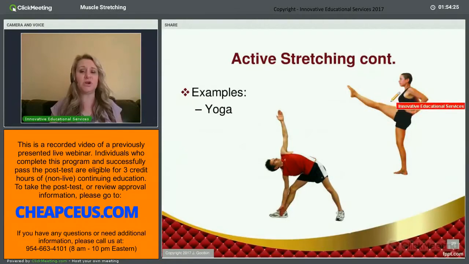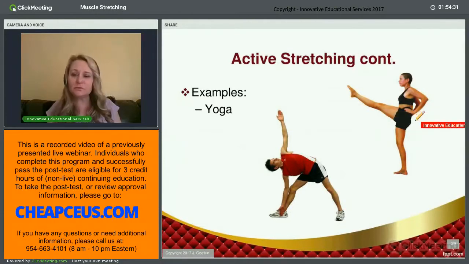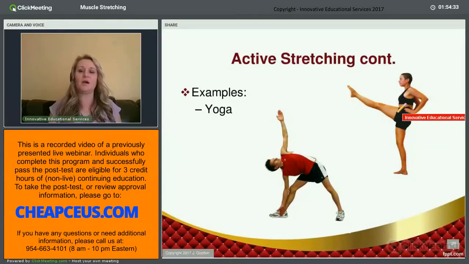It's a great example of active stretching. So let's take a look at the picture on the top right here. So this woman is moving her left limb up into hip flexion. So her iliopsoas here and her rectus are pulling her up actively into hip flexion. So she is contracting her iliopsoas and her rectus femoris.